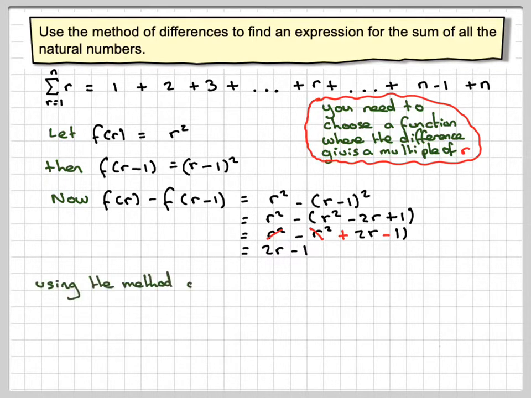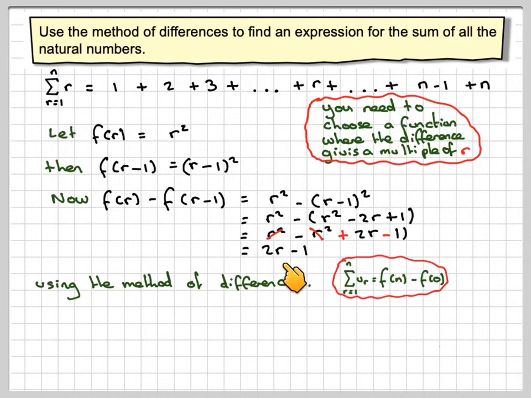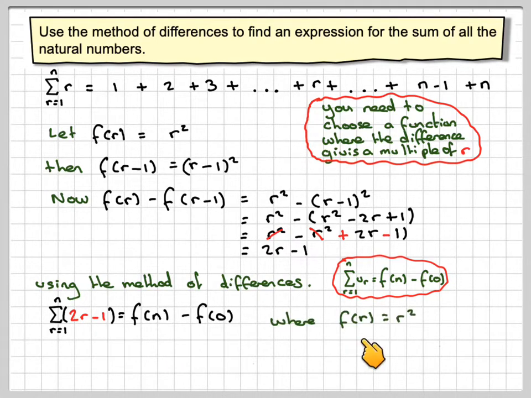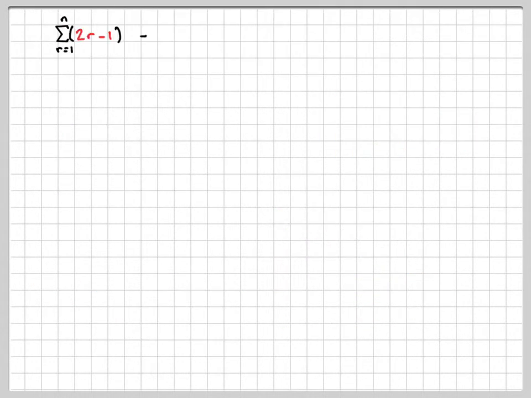So, the method of differences says the sum of the term, in this case 2r minus 1, will be f of n minus f of 0, using this function. I know we want to find the sum of r, but we can easily rearrange this. It's going to be f of n minus f of 0, where f of r is equal to r squared. So that gives me f of n, which is n squared, minus f of 0, which is 0 squared. So I just get left with the sum from r equals 1 to n of 2r minus 1 will be n squared.